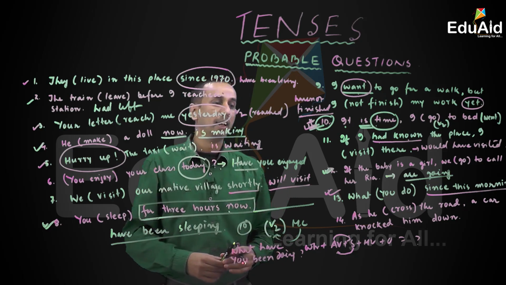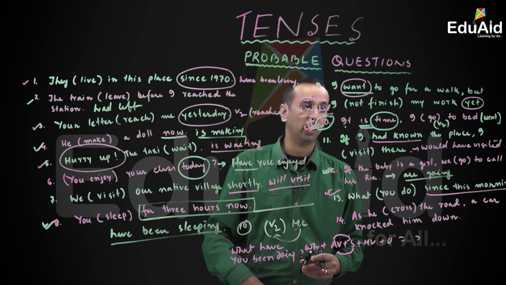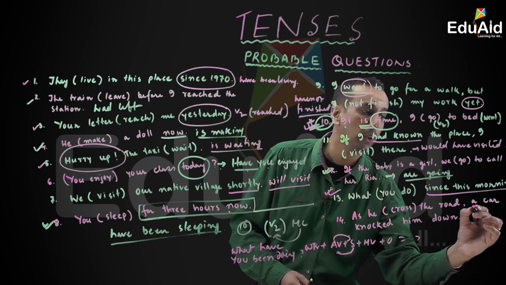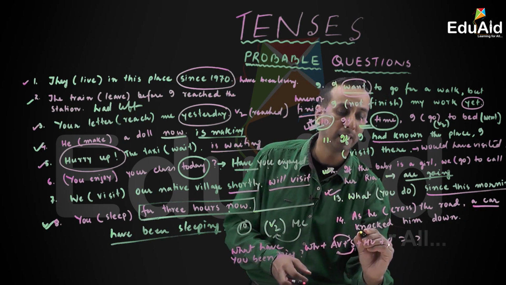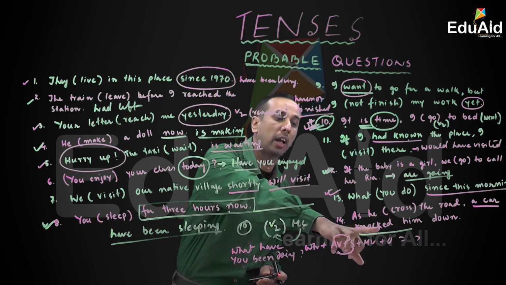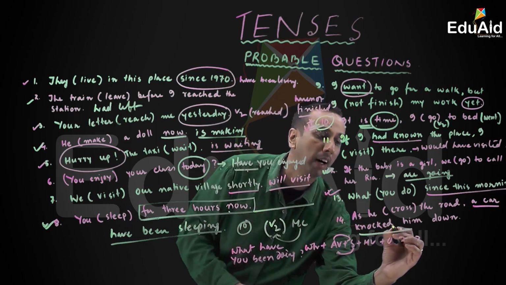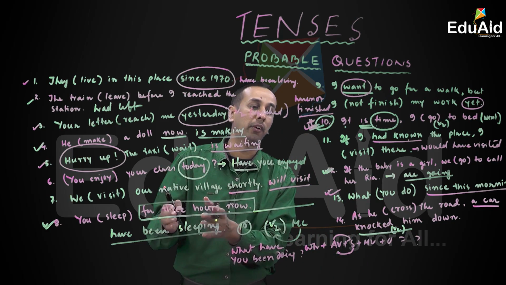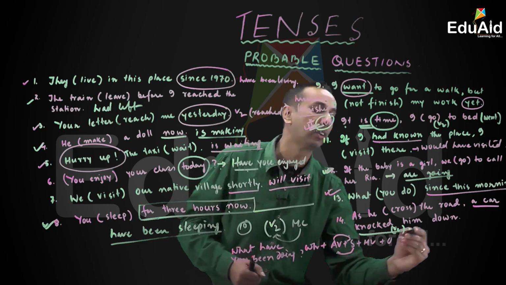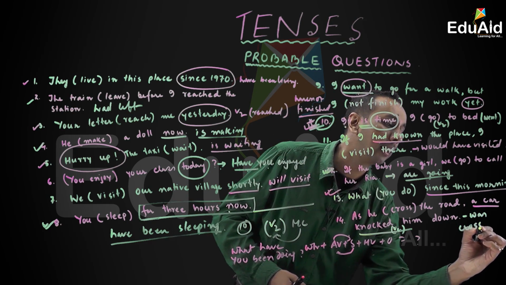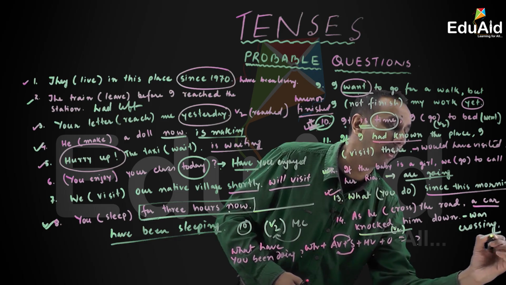Question number 14: as he crossed the road, a car knocked him down. As he crossed the road, the car knocked him down. The clue regarding time is that a car knocked him down. When he was crossing the road, at the time it knocked him. That means this verb is given in the past tense. So an action was going on, past progressive tense. As he was crossing the road, a car knocked him down.